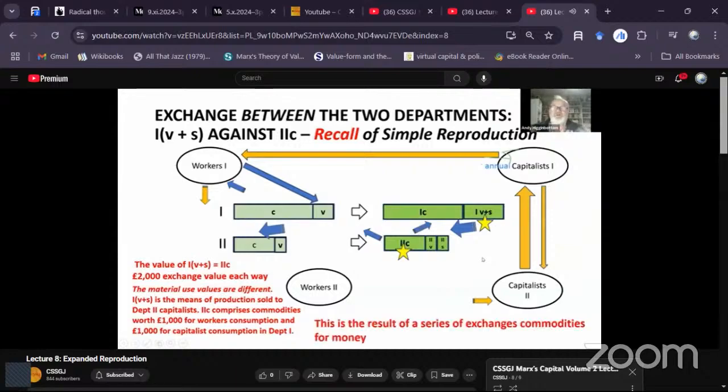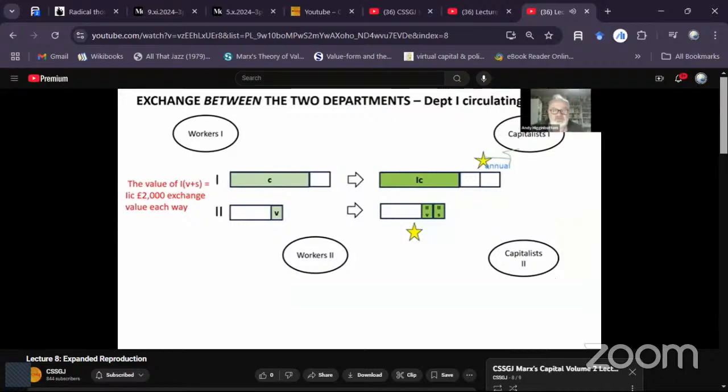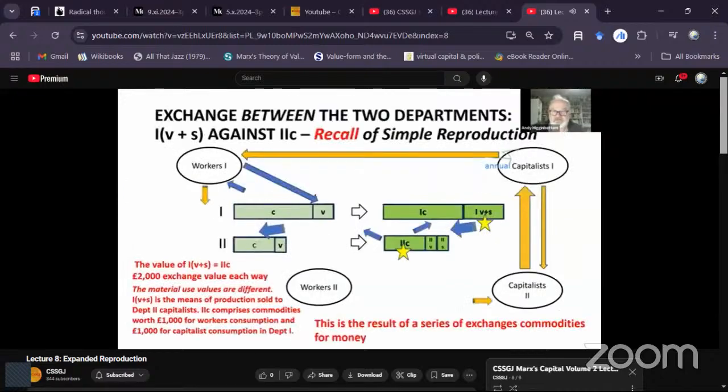But this is not a planned economy, right? This is a whole load of individual transactions going on. I mean, millions of individual transactions. So how is this different with expanded reproduction? That was a recap of simple reproduction.